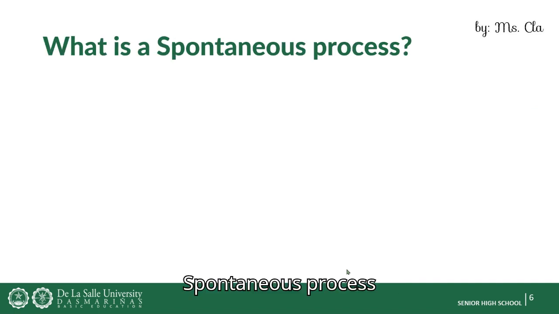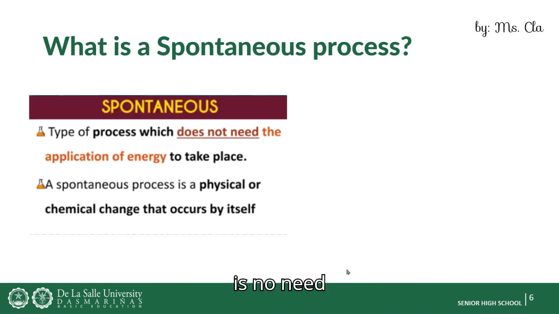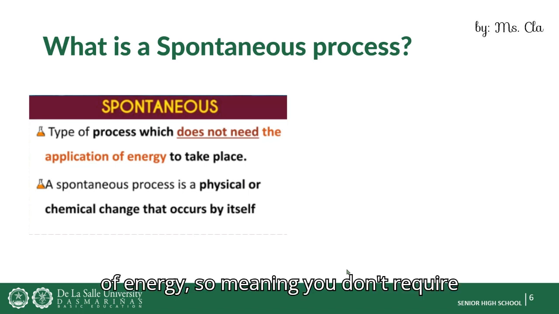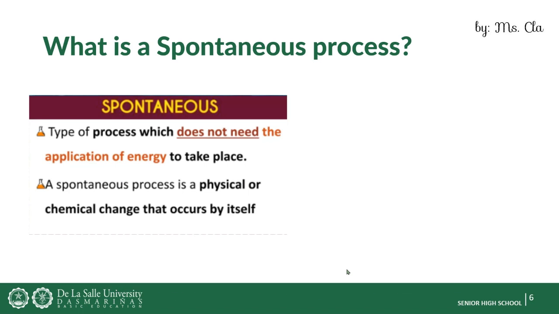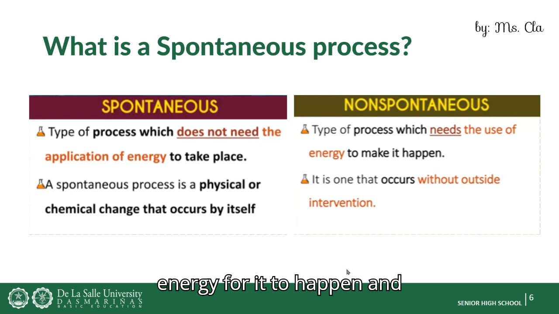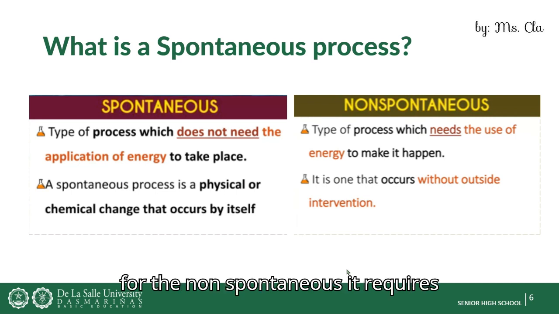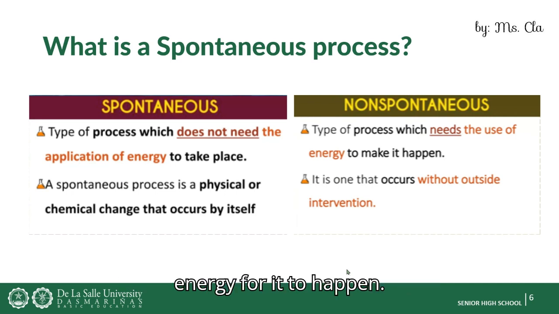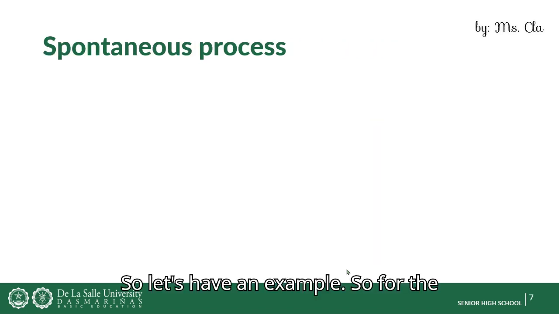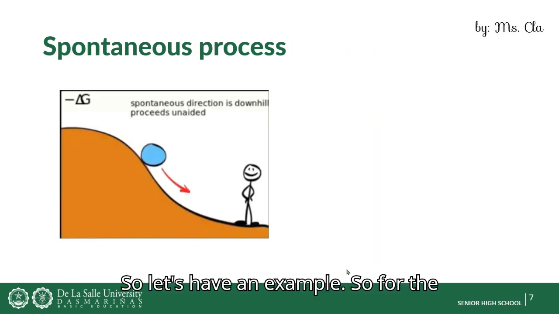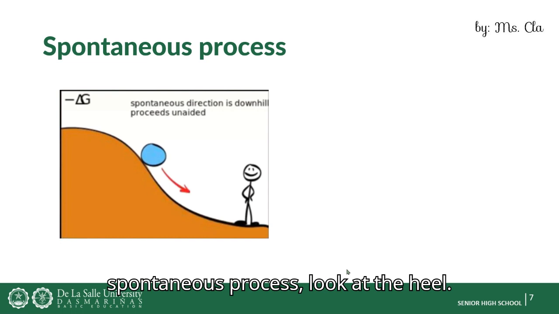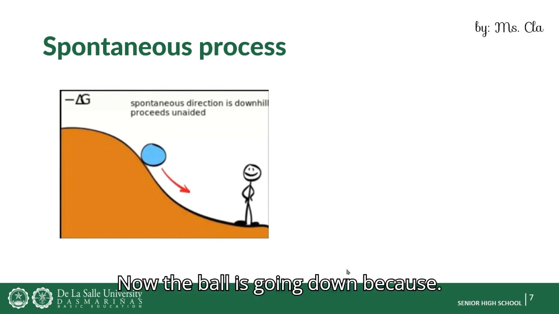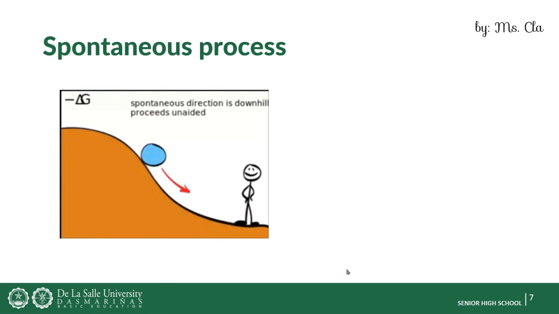So a spontaneous process needs no energy, meaning you don't require energy for it to happen. And a non-spontaneous process requires energy for it to happen. So let's have an example. For the spontaneous process, look at the hill. Now the ball is going down because it is unaided. So meaning the reaction will happen without energy.